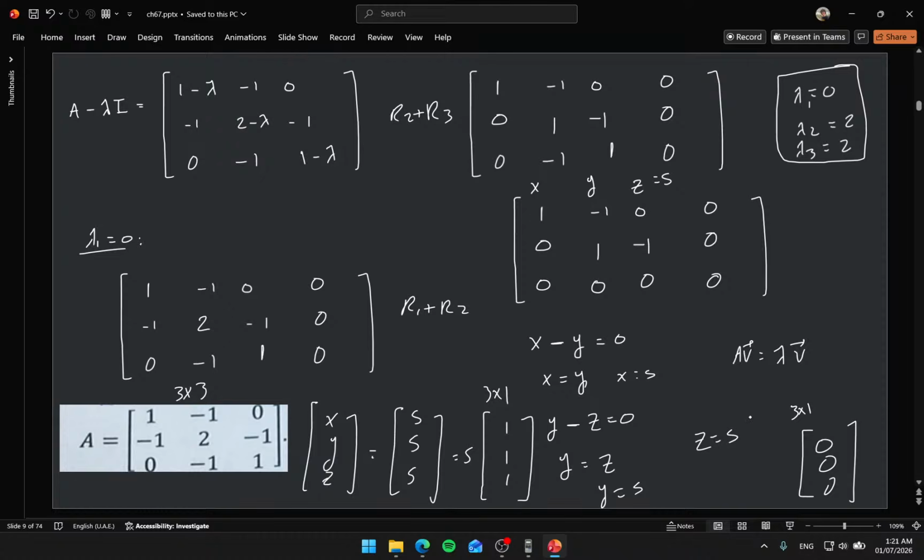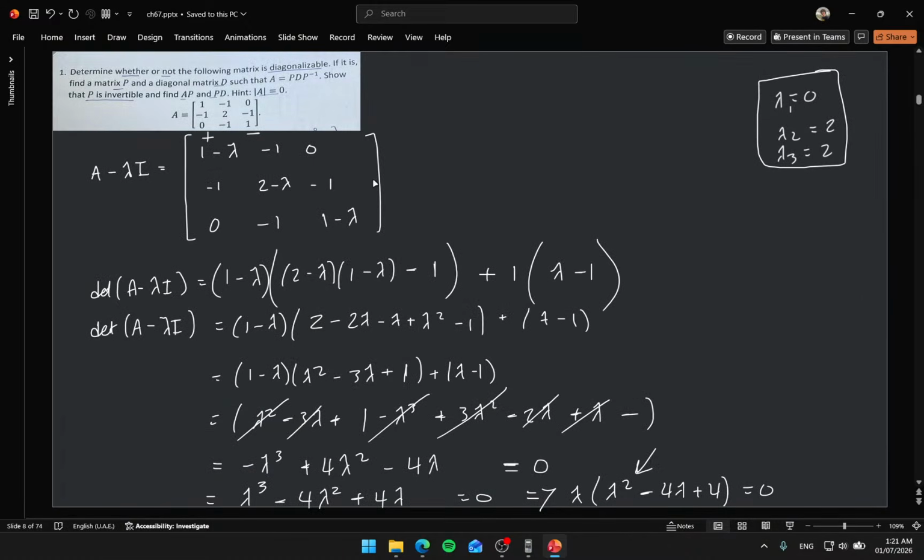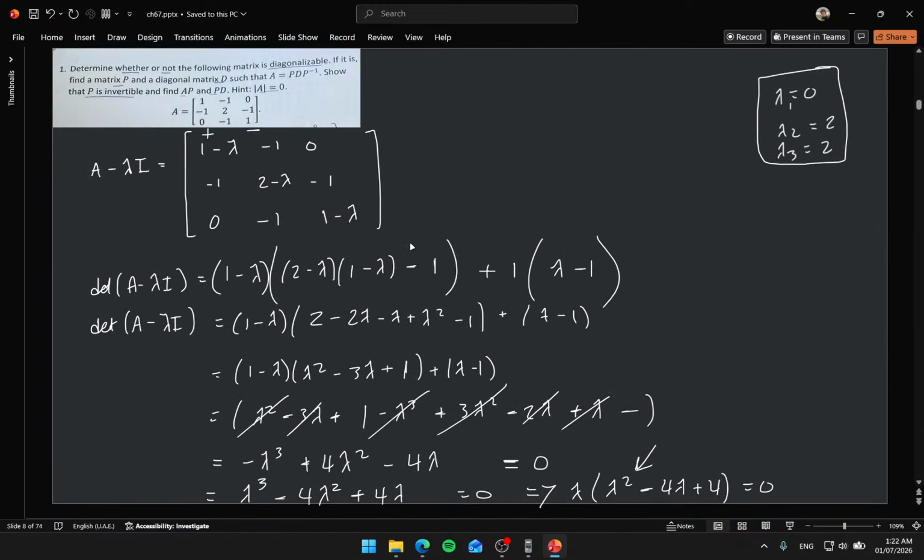Okay. Now lambda times v. Where is lambda? It's 0, right? You multiply 0 by 1, 1, 1. What do you get? 0, 0, 0. So 0, 0, 0 equals 0, 0, 0. Then this is satisfied. So that's basically for lambda 1. Now you repeat the same process for lambda 2. Unfortunately, there is no workaround for it.